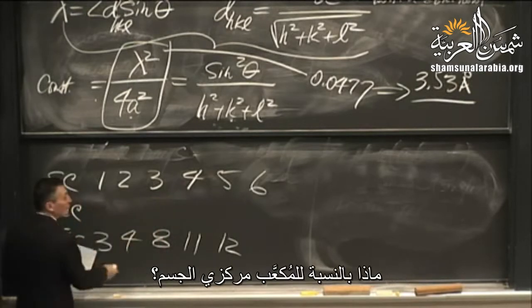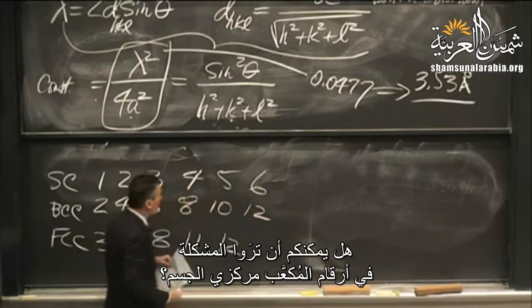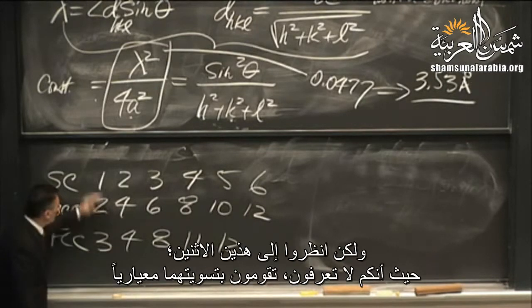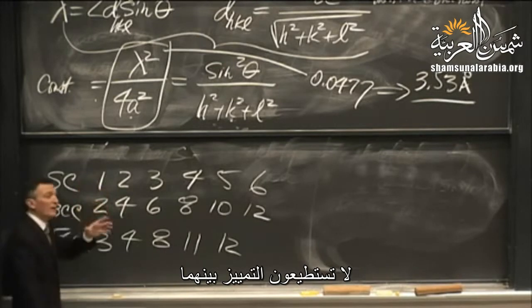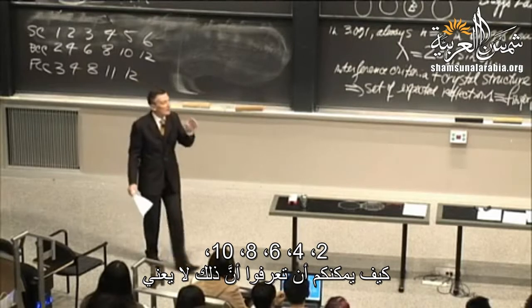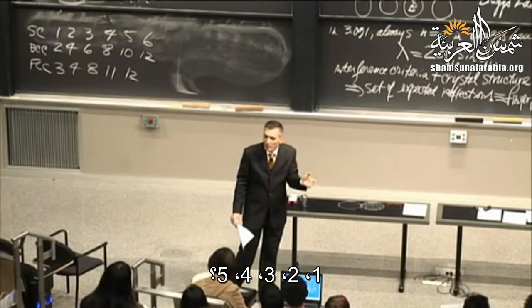What does BCC give you? It gives you 2, 4, 6, 8, 10, 12. Can you see you've got a problem here? It's pretty easy to pull out FCC. But look at these two. Since you don't know, you're just normalizing. You can't tell if I give you a number sequence in the order 2, 4, 6, 8, 10, how do you know that that couldn't be 1, 2, 3, 4, 5?